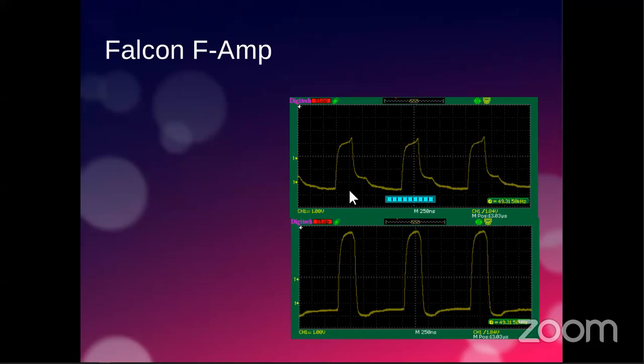And this is the F amp. Doesn't quite drive it as hard, but it has a similar sort of improvement on the signal shape, gets rid of the spikes and gets rid of the foot off the signal as well. So they do make a difference even when you're putting them at the beginning of the wire.